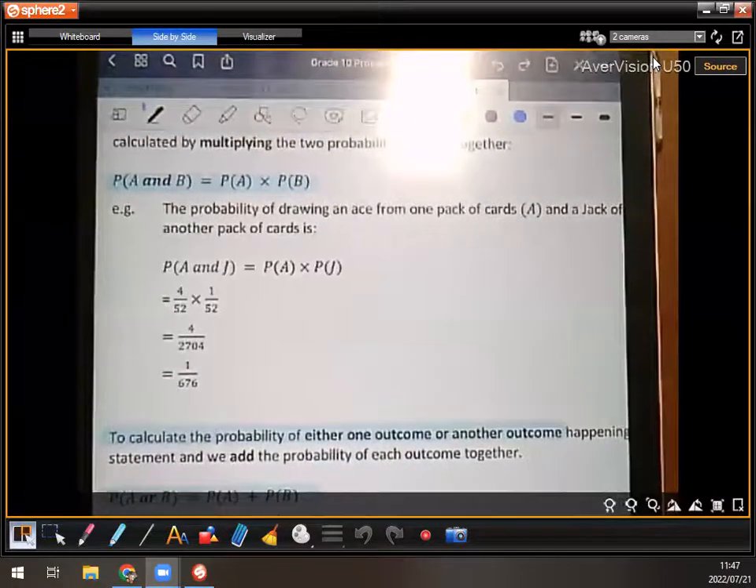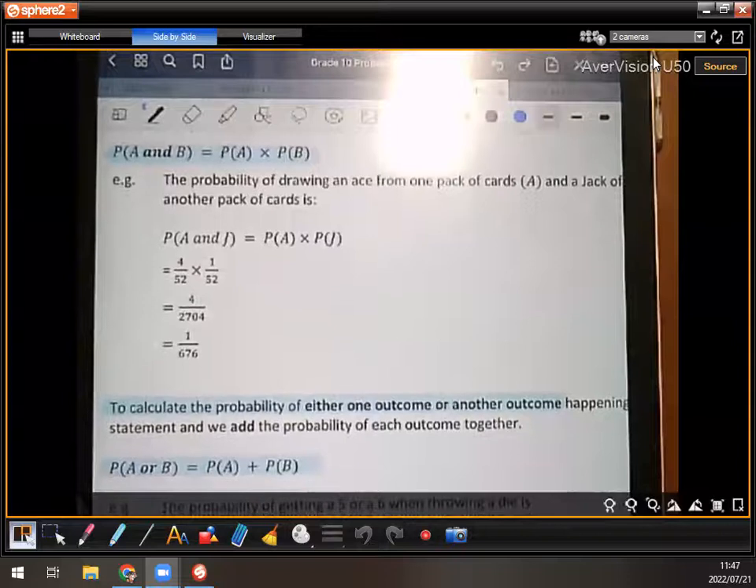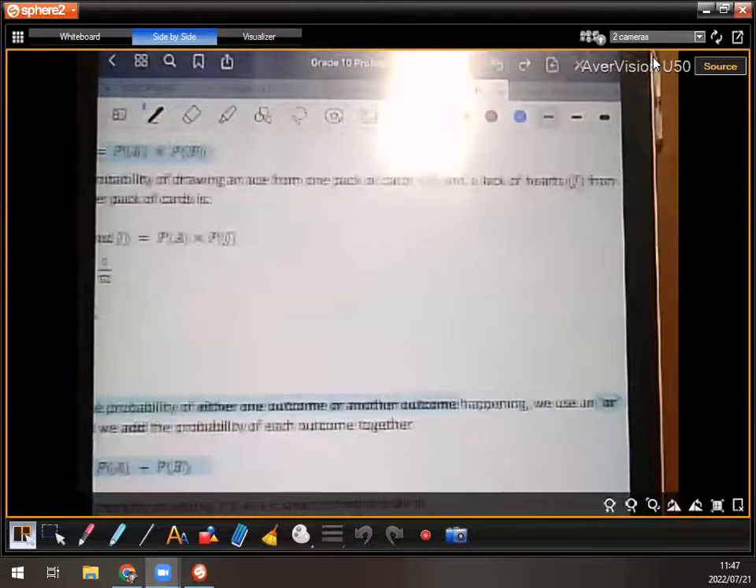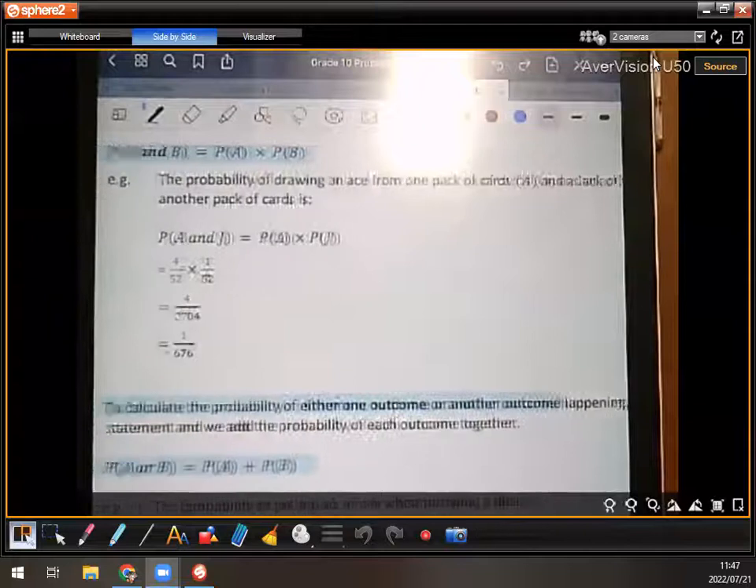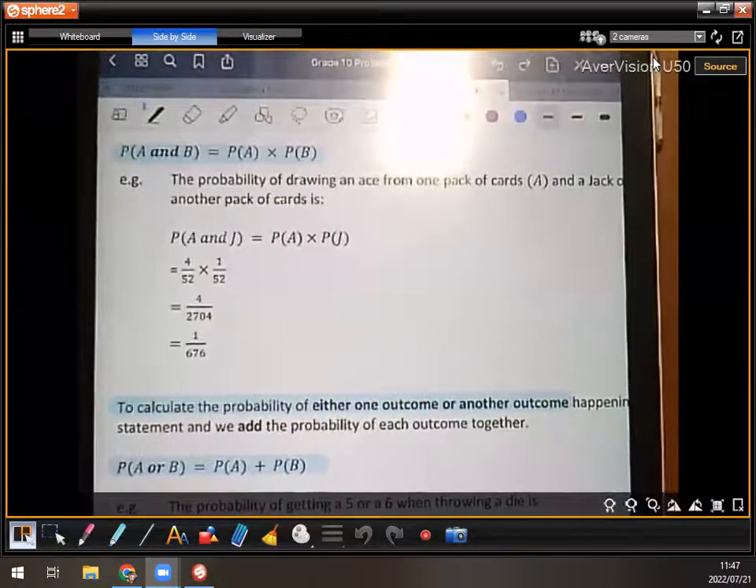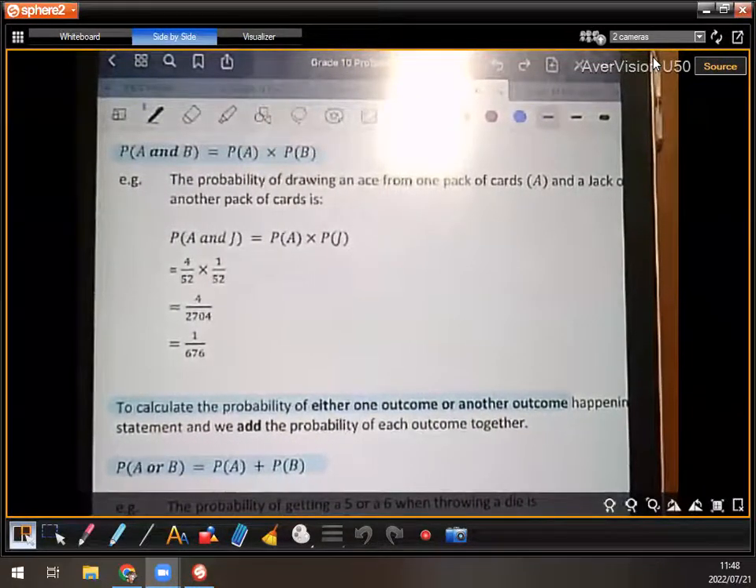I'm just going to move down a bit so that you can see the next one. The next one is an "or" statement, so it says to calculate the probability of either one outcome or another outcome happening. It's the same as the one above. And then what we can do is take the two separate probabilities and add them together.